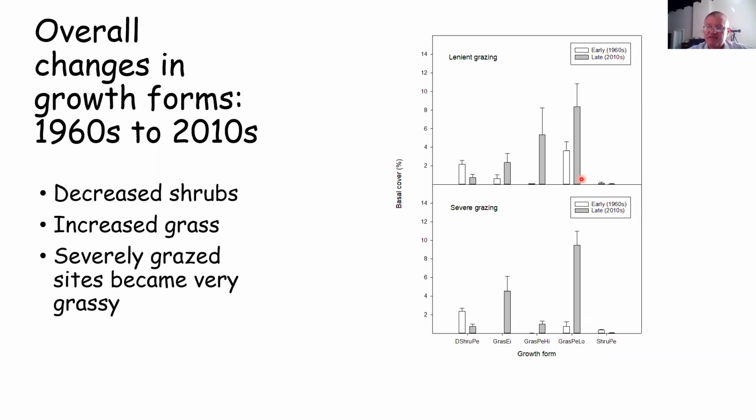That is under normal lenient grazing conditions, but under severe grazing conditions, we find pretty much the same story. Dwarf shrubs have decreased in abundance. Short-lived or annual grasses have increased in abundance, and perennial grasses have massively increased in abundance. So in areas that were heavily grazed by livestock for long periods of time and essentially very bare Nama-Karoo, these improved rain conditions have allowed the whole area to become more grassy.